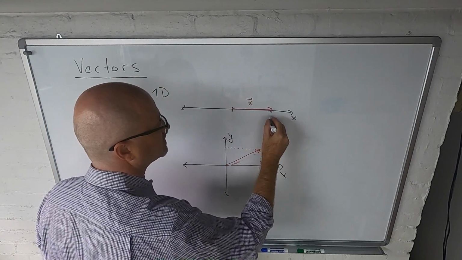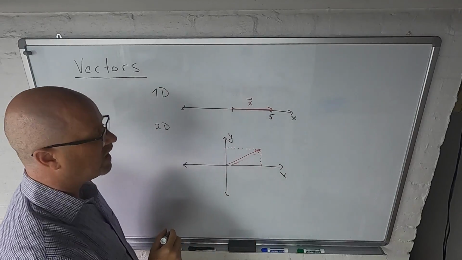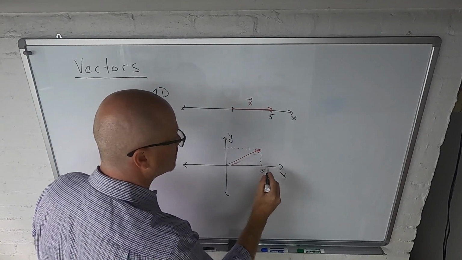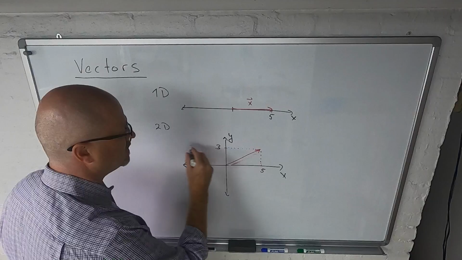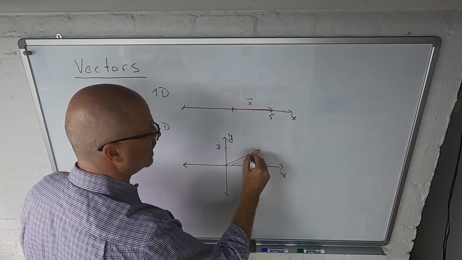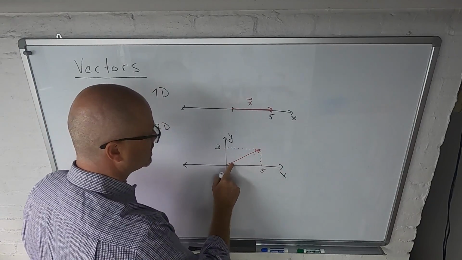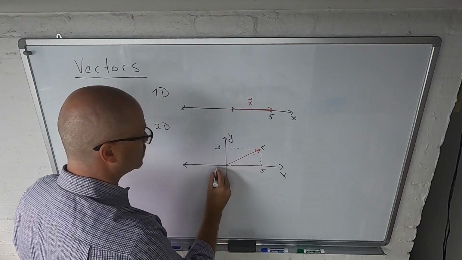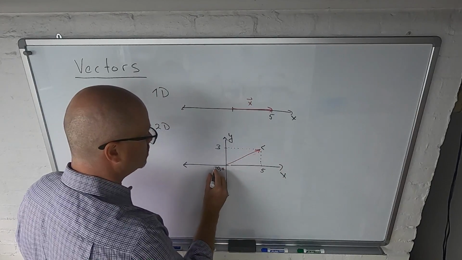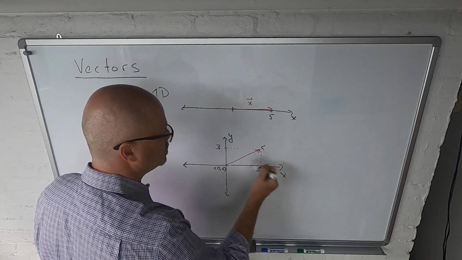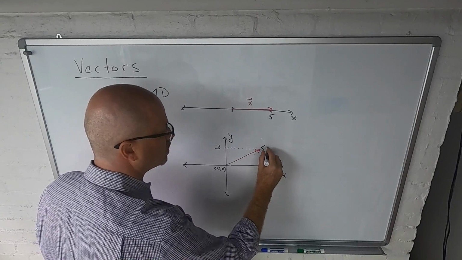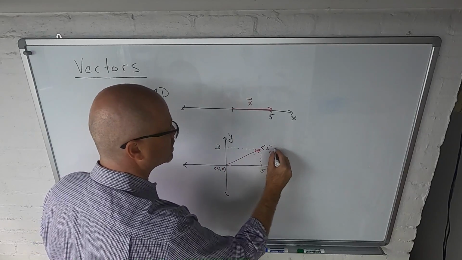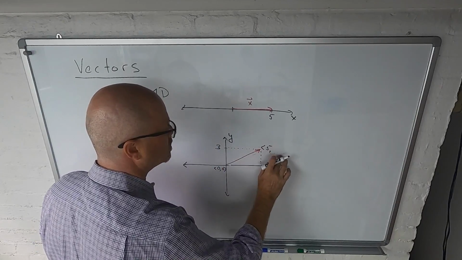So this has 2 components, where this had only 1 component. Let's say this is the distance, let's give this a distance of 5. Let's extend that here, a distance of 5, and let's say here we go a distance of 3. And so for this vector, its point in space, where it's pointing from the origin, which is 0, 0, is now a 2-dimensional vector with x component 5 and y component 3.